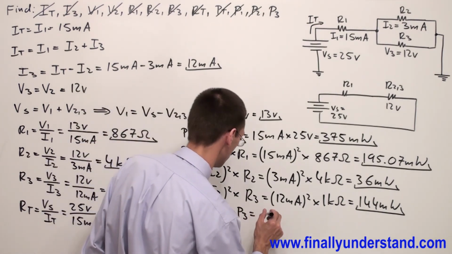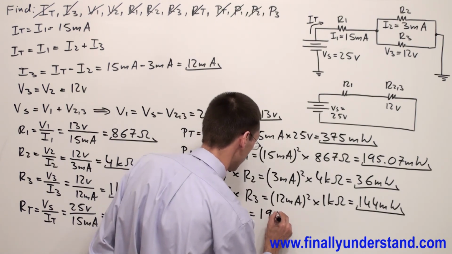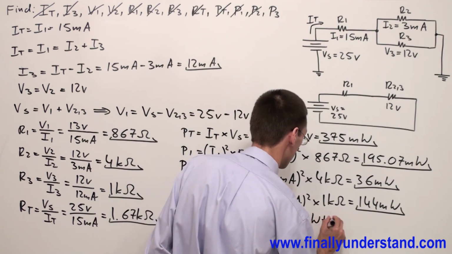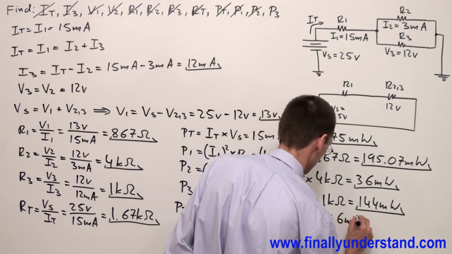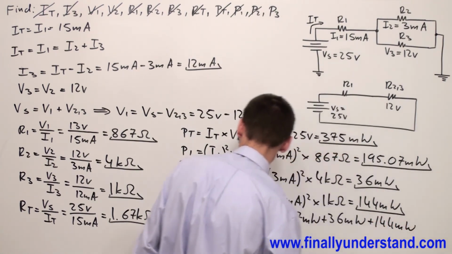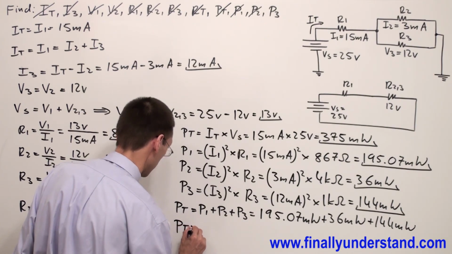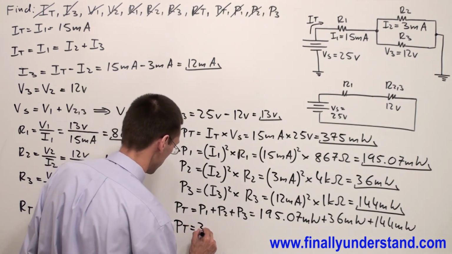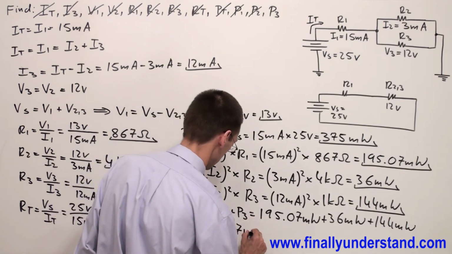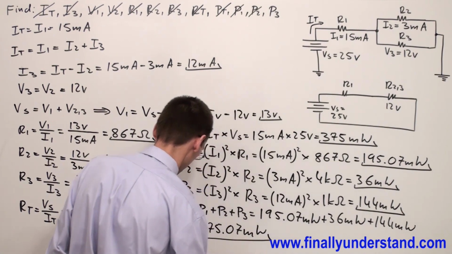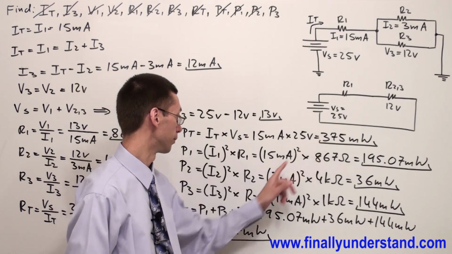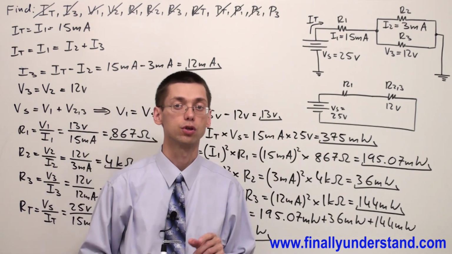So P1 we found is equal to 195.07 milliwatts plus 36 milliwatts plus 144 milliwatts. So P total is equal 375.07 milliwatts. Please notice that these two values are almost the same. So it means that we solved the problem correctly.